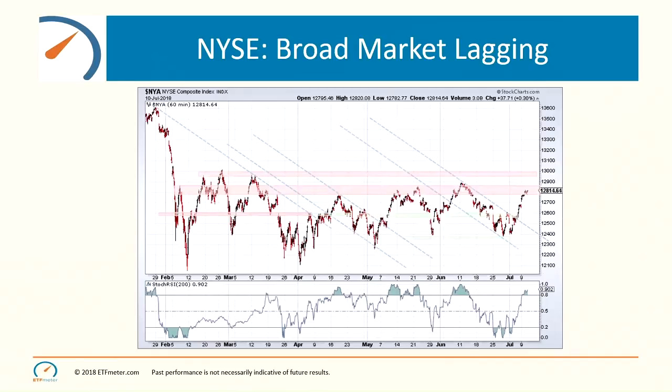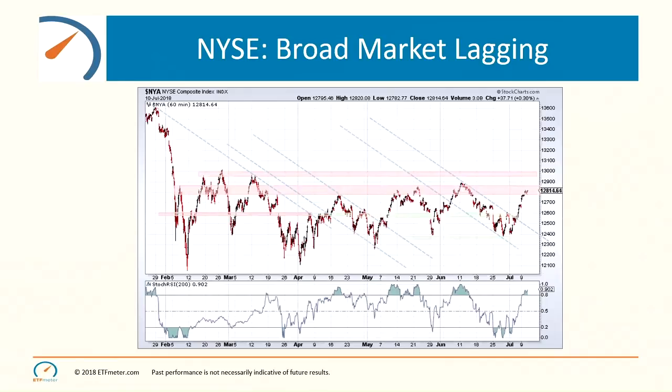The resistance is pretty clear. We've had resistance in the 12,600 to around 12,800, and then all the way to 13,000. So I think that we're not going to get a significant summer rally until the NYSE can break out or at least reach 13,000 and above.